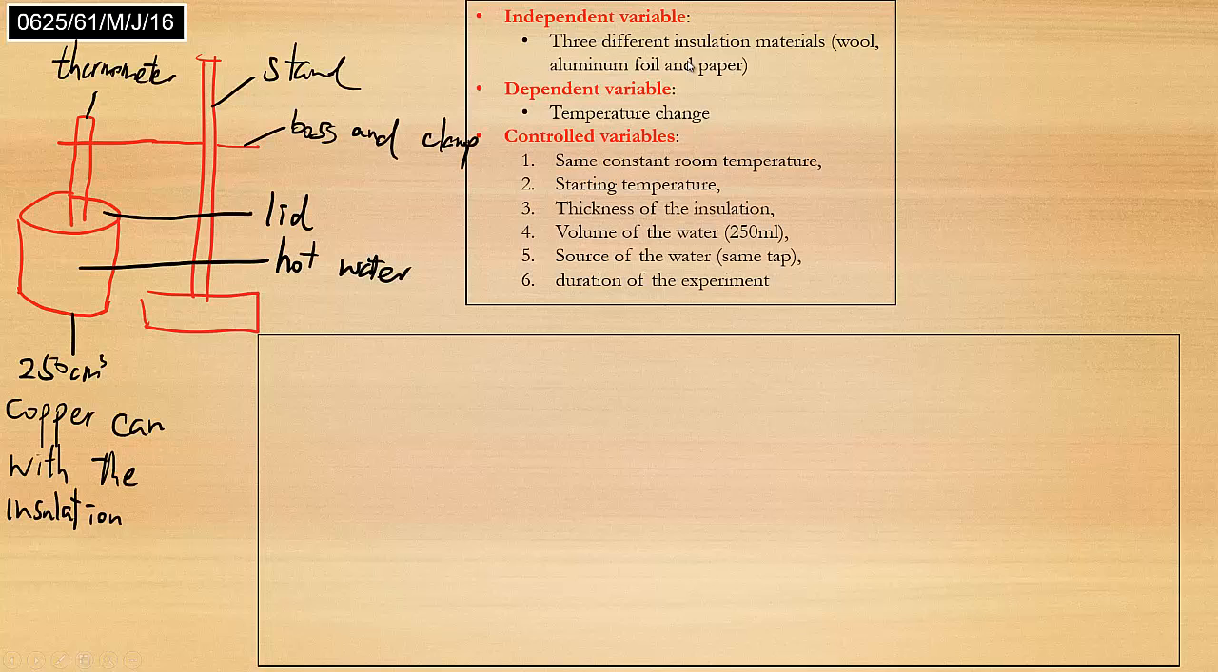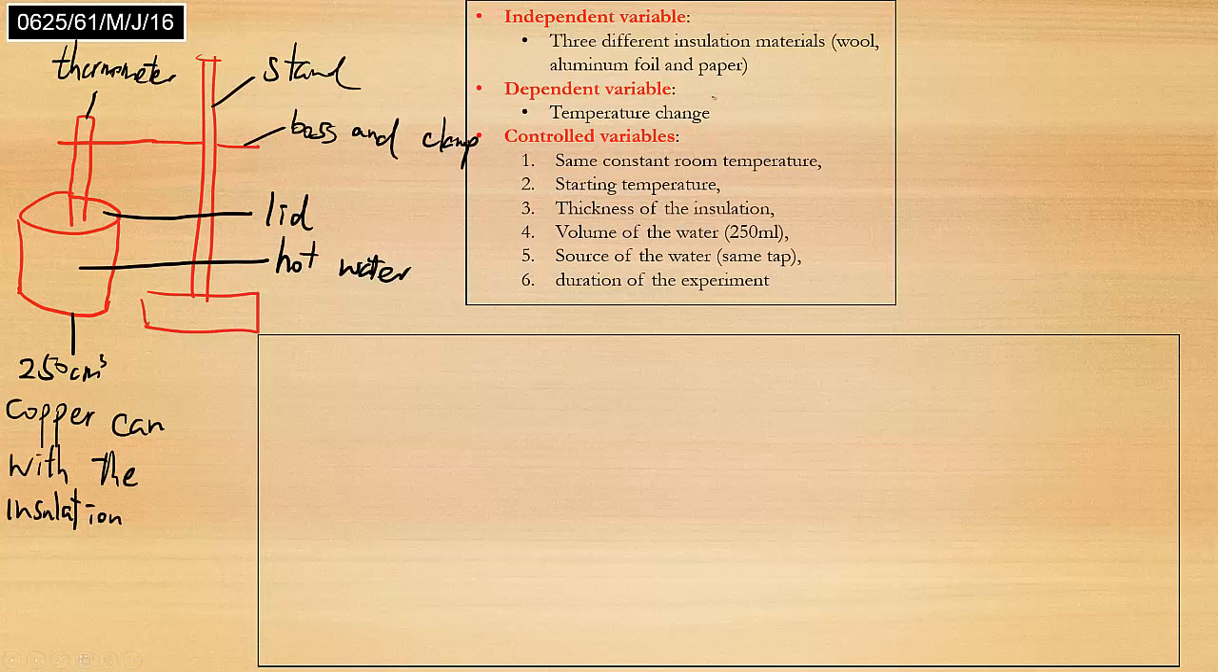For the three variables, the first one, independent, the input, is that you choose three different kinds of insulation materials, obviously. Although the question did not say what material it is, you should specify here. If I were you, I would definitely specify. So I would say wool, aluminium foil, and paper. The dependent variable is the output, so basically it's the temperature change.